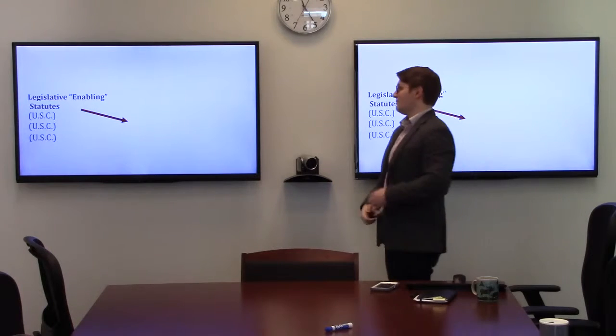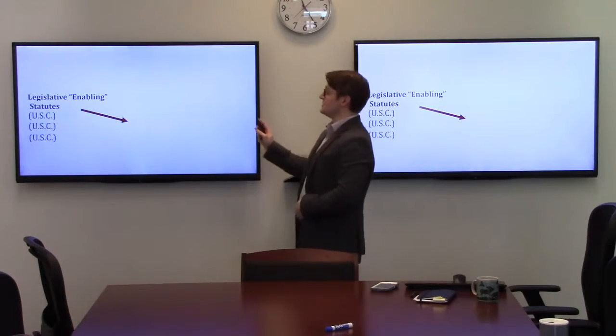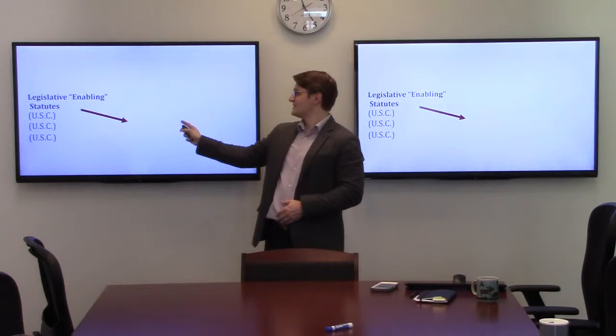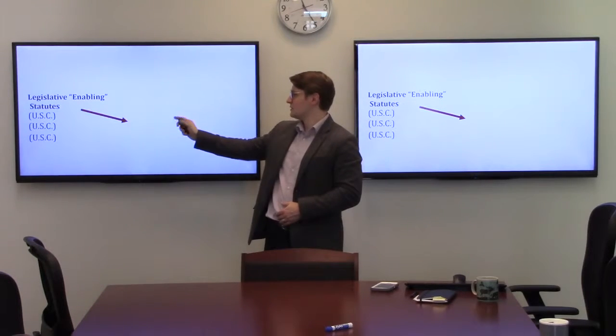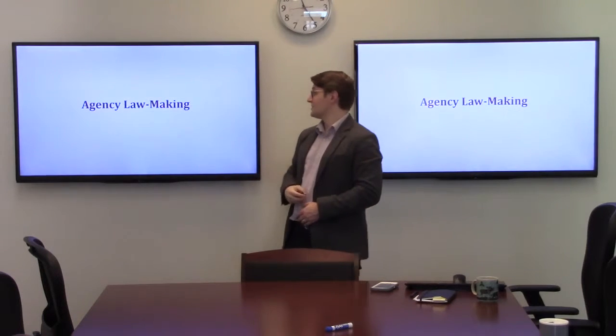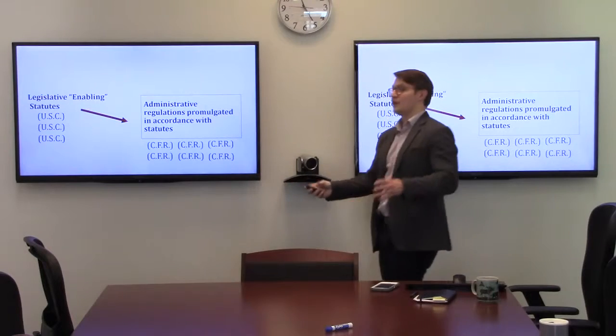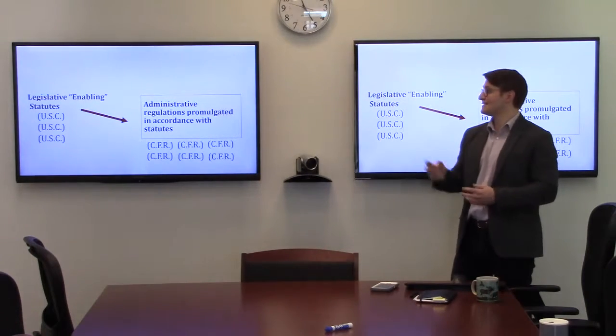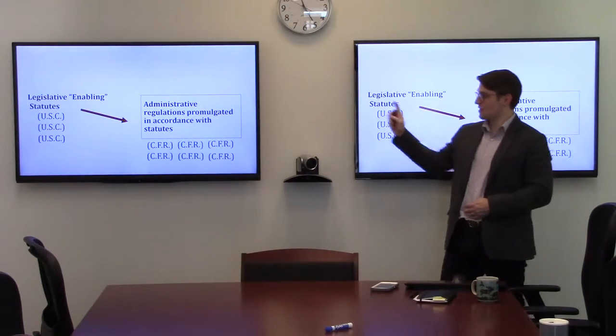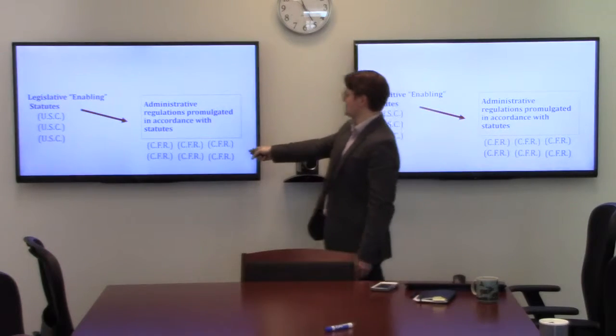So our legislative enabling statutes are going to be in the federal legislative code, right? That's the USC, the United States Code. Our federal administrative code is completely different, right? That's the Code of Federal Regulations. That's the CFR. Two completely different codes, one legislative, one administrative.